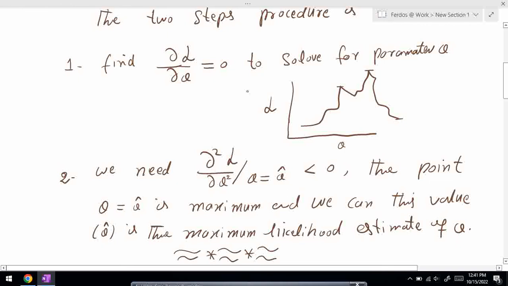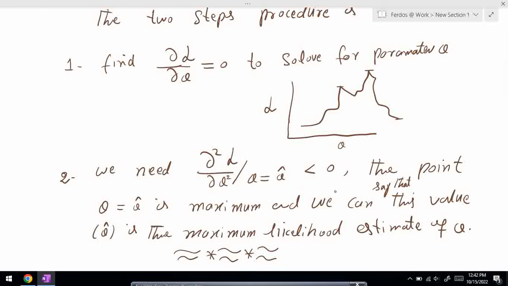Then put in the value of theta which you got in the first step. If the second partial derivative of the log likelihood function with respect to theta, evaluated at theta equal to theta hat, the value you calculated in the first step, is less than 0, then the point theta equal to theta hat is a maximum, and we can say that this value of theta is the maximum likelihood estimate for theta. So these are the two steps of the procedure.